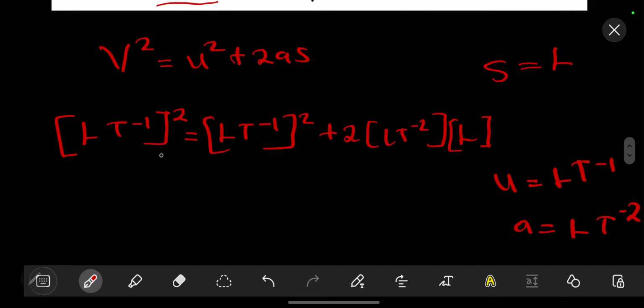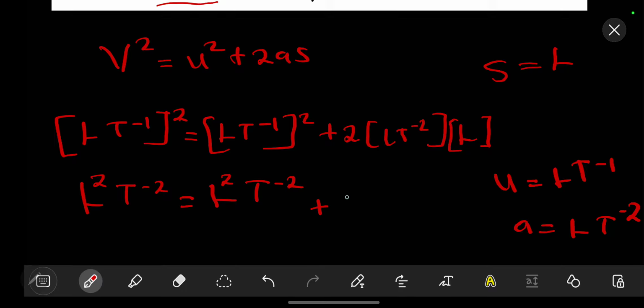So this squared, these two can be distributed. We are going to have L to the power 2, T to the power -2 should be equal to, even these two distribute, we have L to the power 2 and we have T to the power -2, like that. So that's the way it works. This 2 times -1, that's -2. This 2 comes here. Then we have plus.